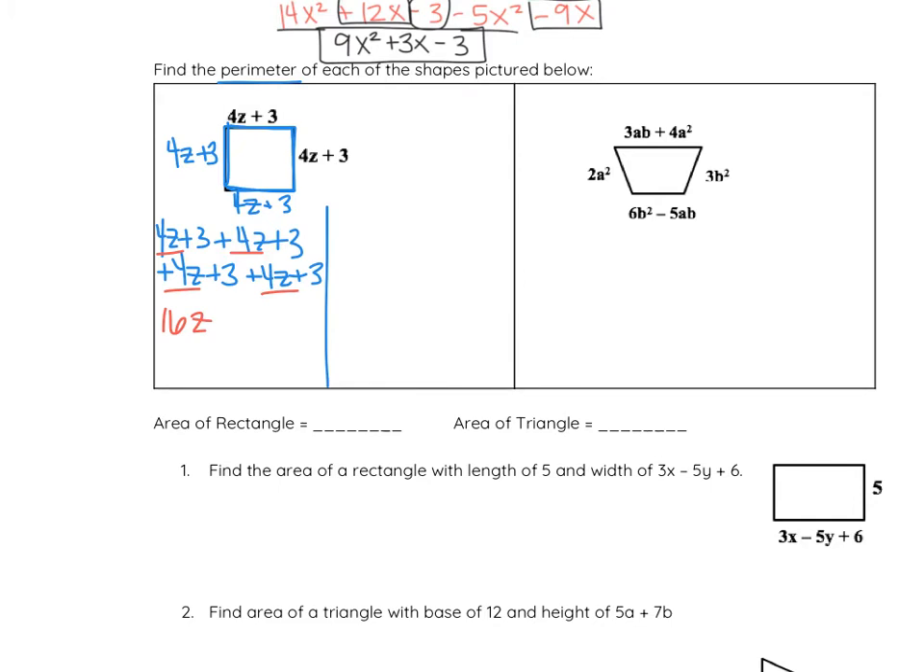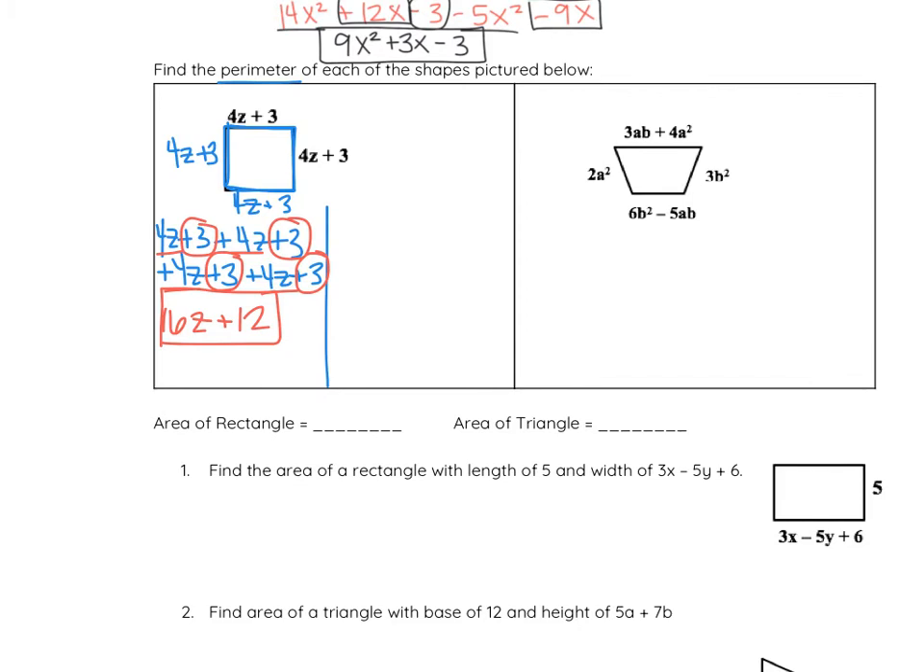And then I have the 3's that all combine. So 3 plus 3 gives me 6. Plus another 3 gives me 9. Plus another 3 gives me 12. And that's my final answer. 16z plus 12. That's the perimeter. That's the expression that represents the perimeter.